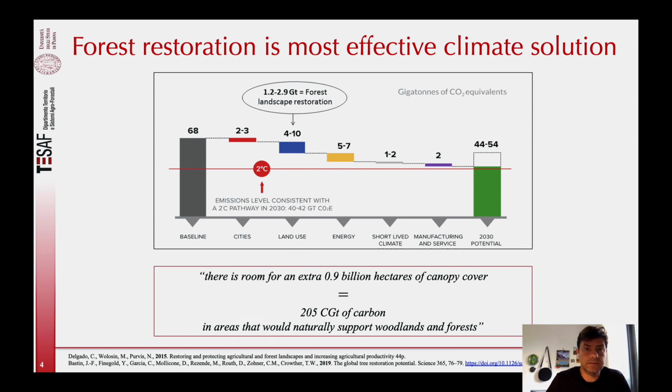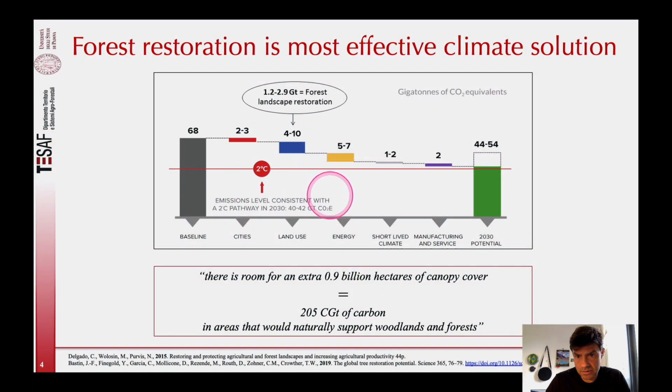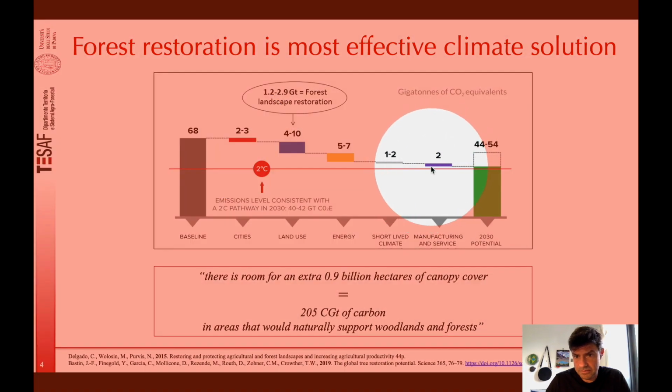And forest restoration is calling the attention of the political environmental agenda globally, because it's the most effective way to reduce climate change, or to store, better saying, the amount of carbon in the atmosphere. So this chart shows how much carbon we can store through the land use strategies, which includes forest landscape restoration. So it's much more than we can do in the cities. It's much more than we can do in the manufacturing and services.